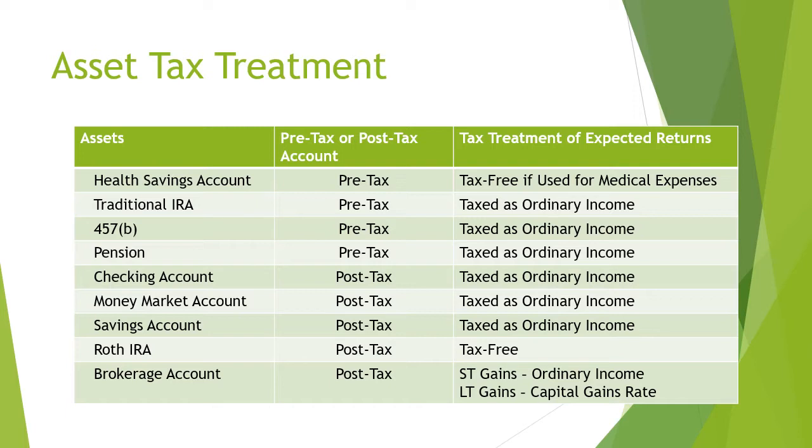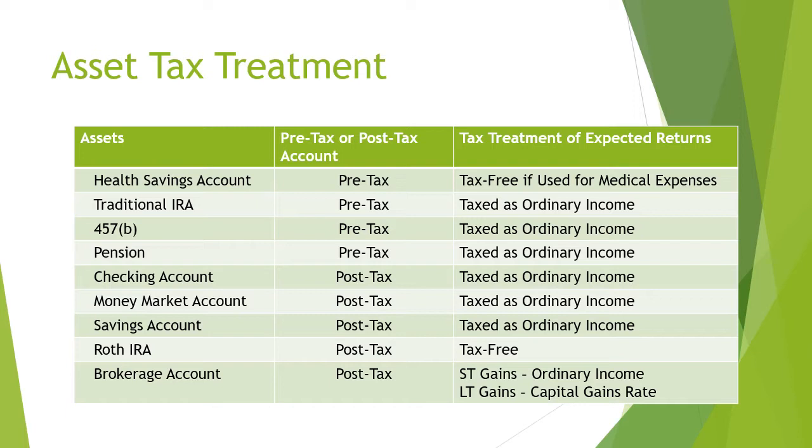As you can see, your health savings account, traditional IRA, 457B, and pension are all pre-tax, which means that money is contributed to each account before taxes are applied. In terms of your health savings account, as long as you use the funds for medical expenses, you are never taxed on the money. This even applies to its earnings. However, your traditional IRA, 457B, and pension will all be taxed as ordinary income when you begin withdrawals or payments.